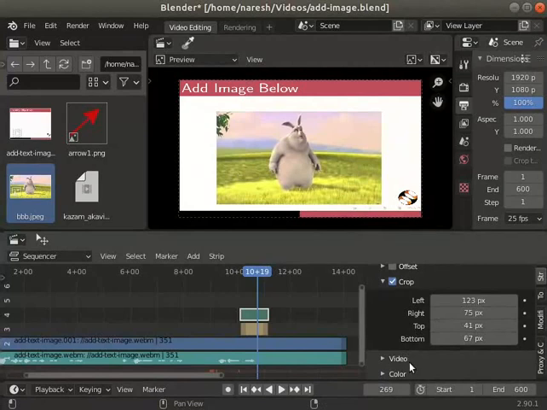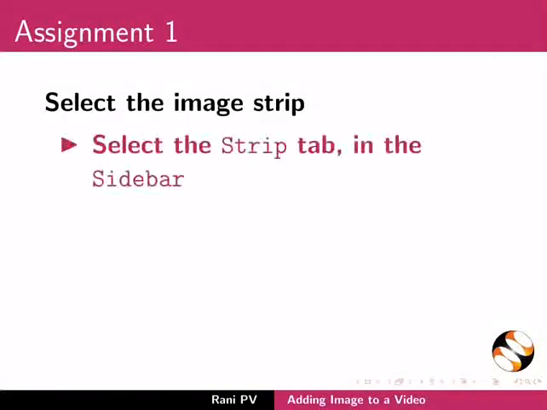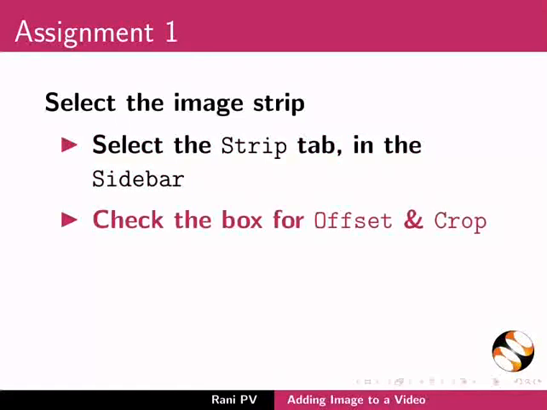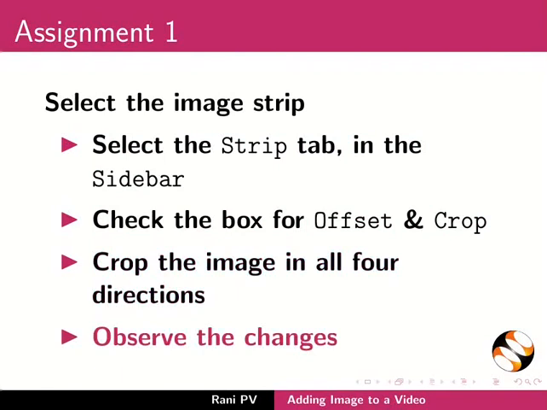Pause this video and do the following. Select the image strip. Select the strip tab in the sidebar. Check the box for offset and crop. Crop the image in all four directions and observe the changes.